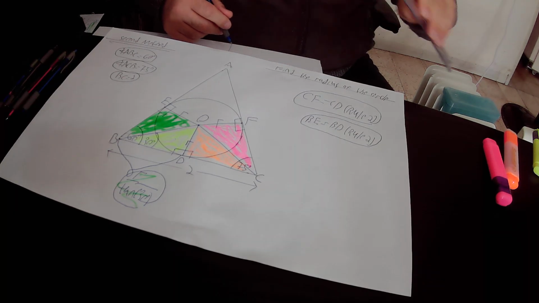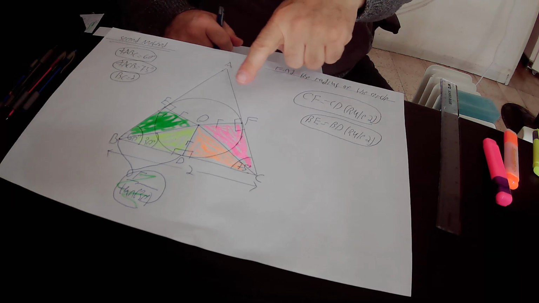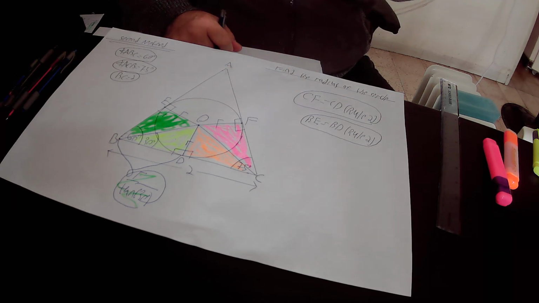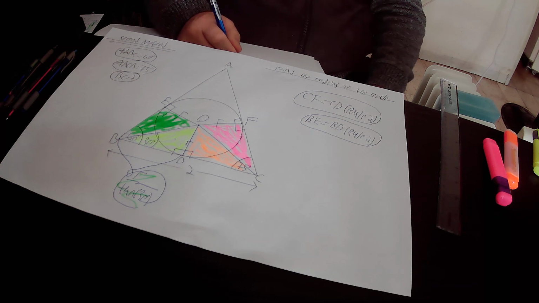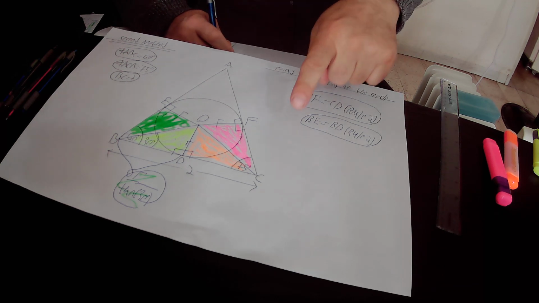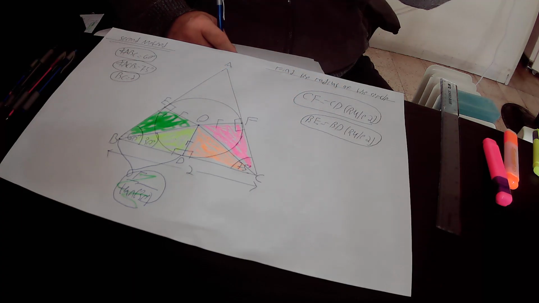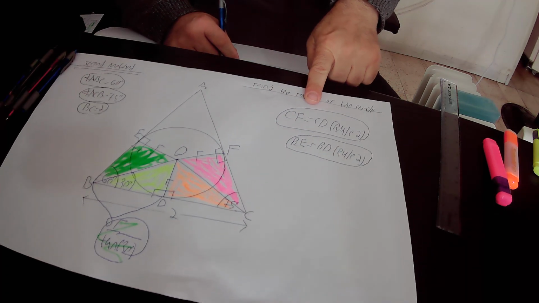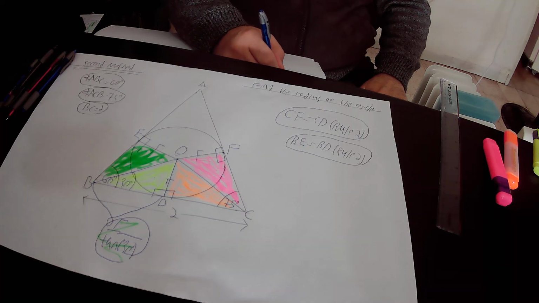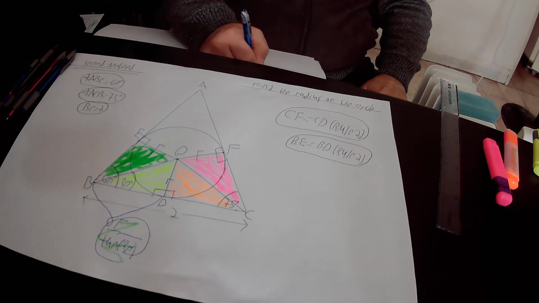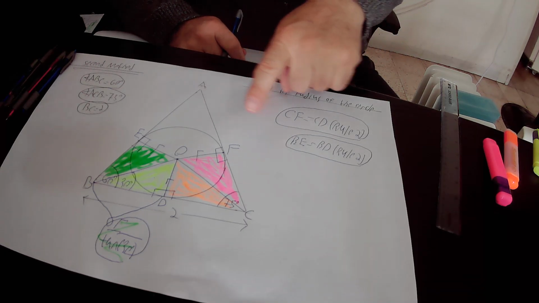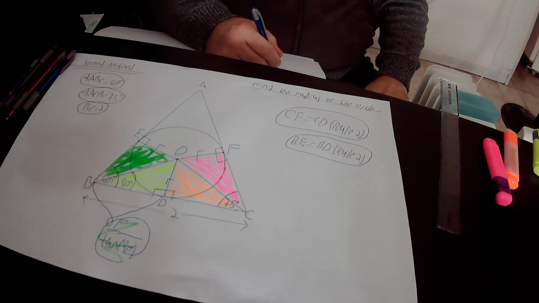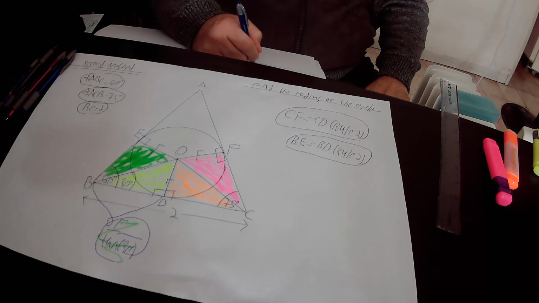First of all, OF equals OD, they are both the radii of the circle, therefore they are equal to each other. In addition, CF equals CD. Here CF equals CD according to rule number 2. And finally, OC is a common side that belongs to both triangles, so OC equals itself. It's a common side.